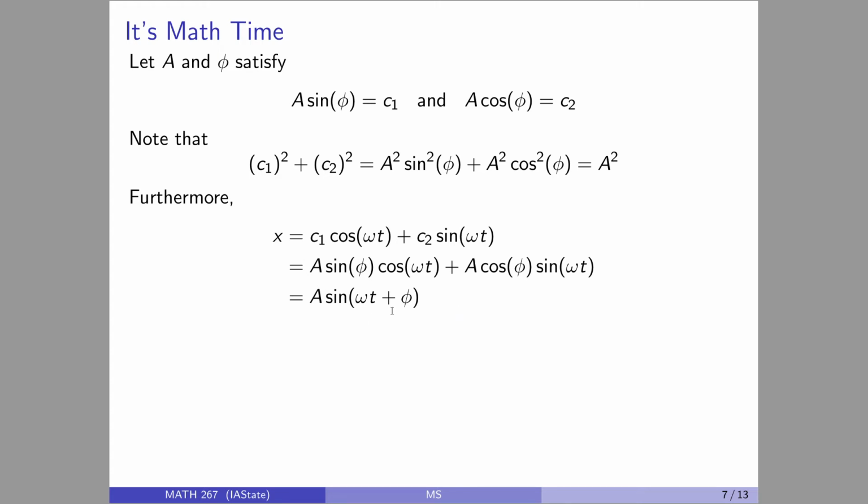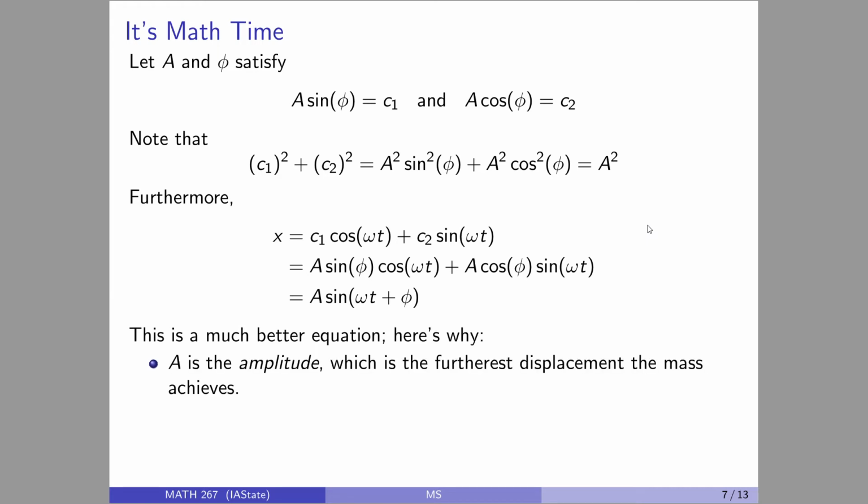So this tells me now that the equation of the motion, rather than being a cosine plus a sine scaled together, is a scalar multiple of a shifted sine curve, right? Remember, x is a function of t. Omega, phi, and A are all numbers, and now, in this form, they're all numbers that have explicit information about the physical system. So specifically, A is the amplitude. This is the furthest displacement the mass achieves, right?